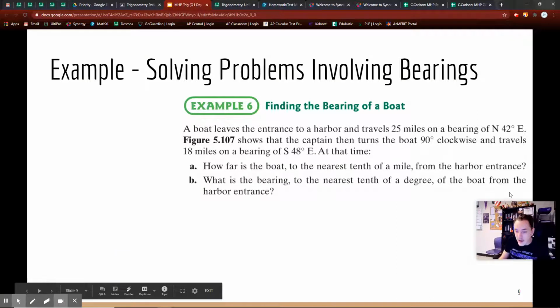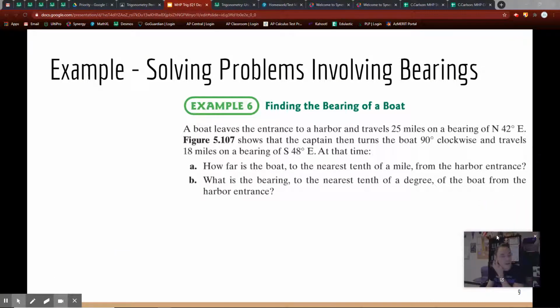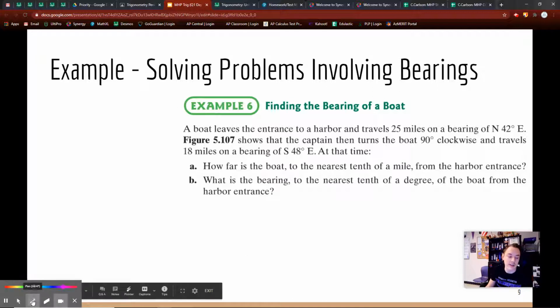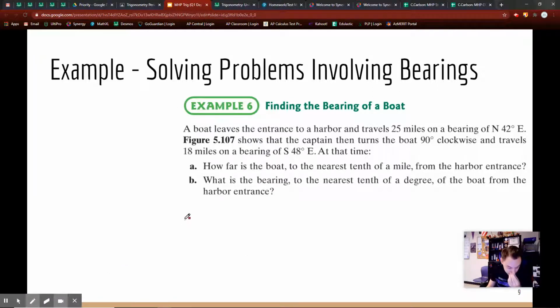So, finding the bearing of a boat. You're going to have many examples on your homework like this, and some of them are very annoying. They're not going to give you a picture like I'm going to give you now. So just FYI, you're going to have to build the picture, okay? But hopefully this will make a lot of sense so you can build a picture yourself.